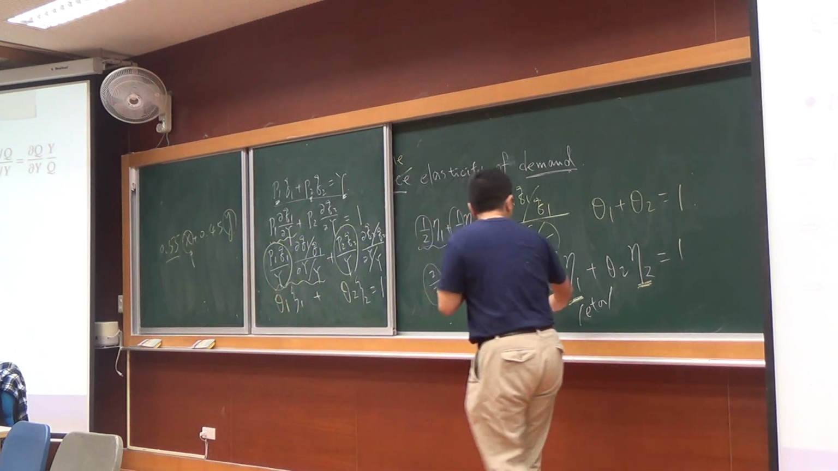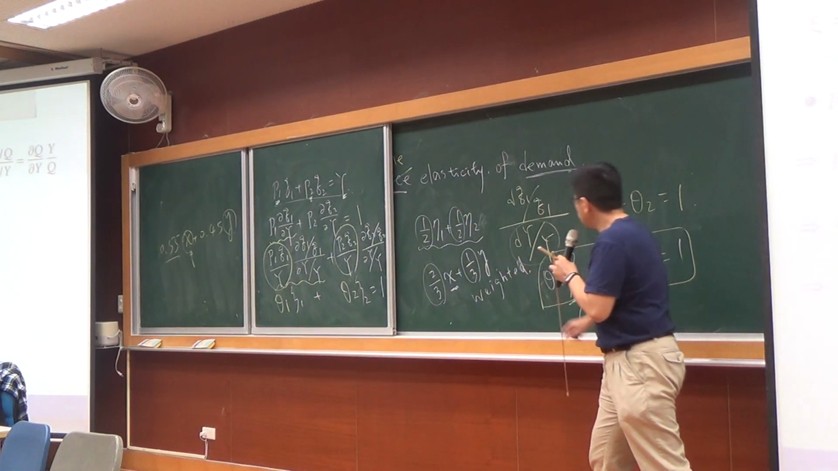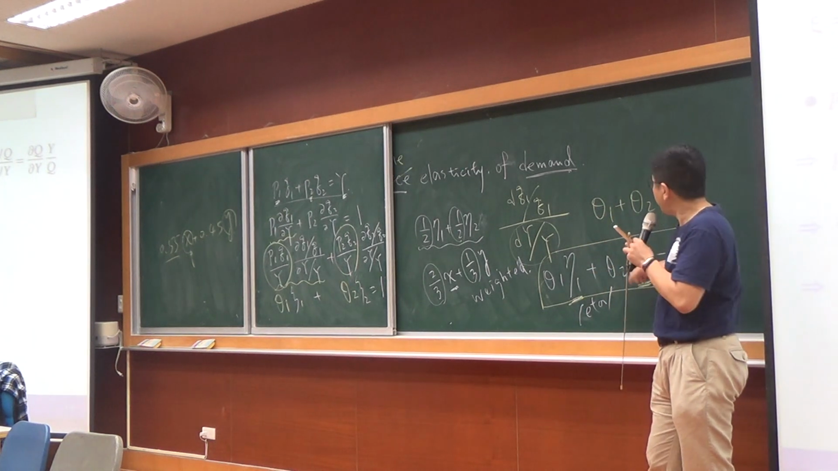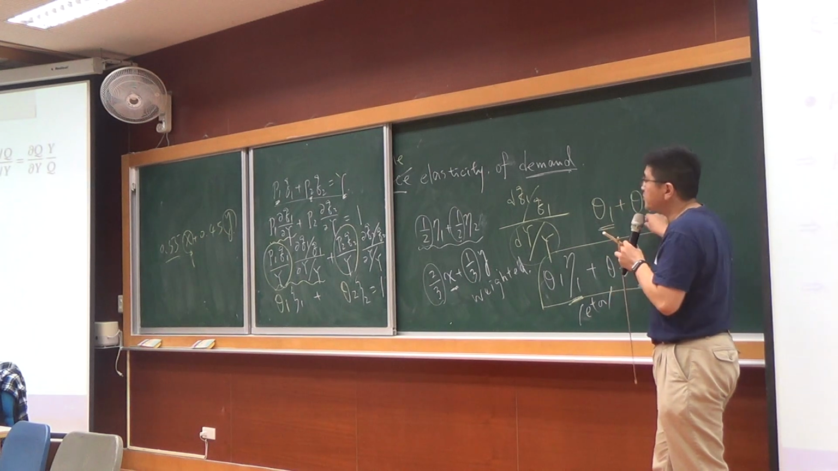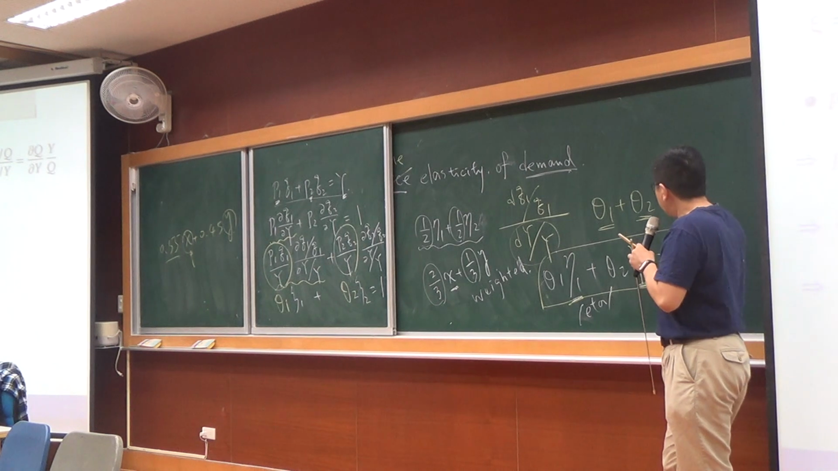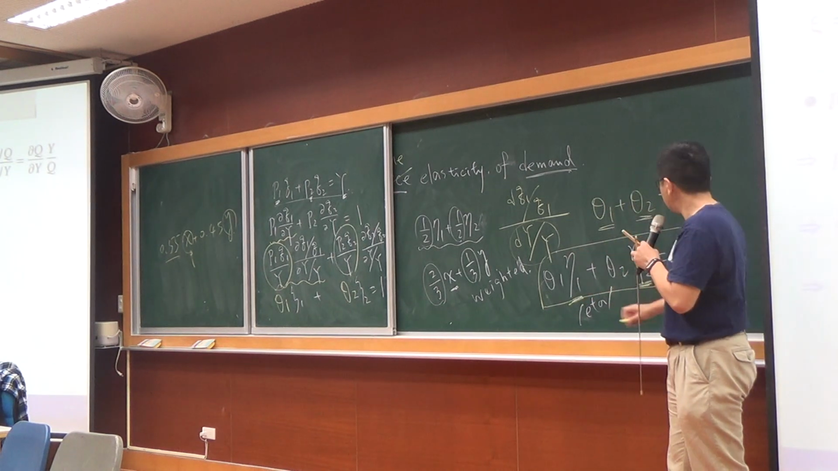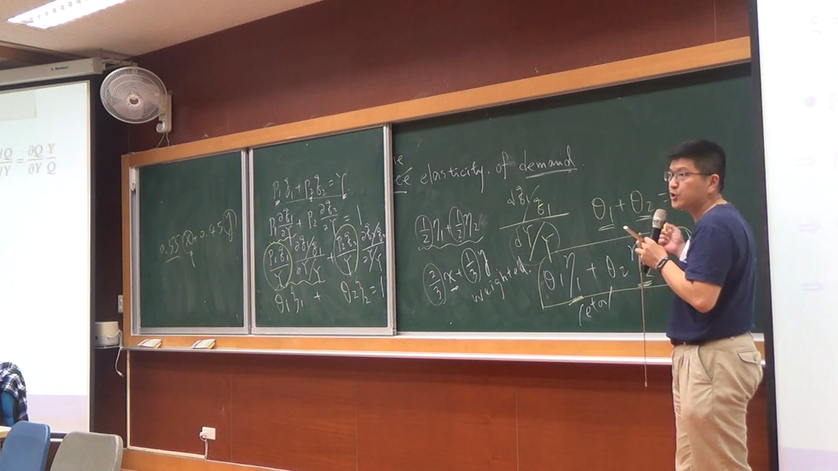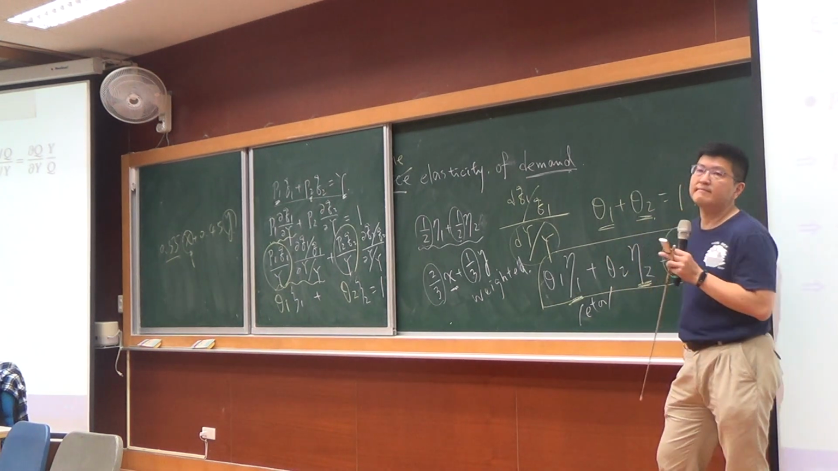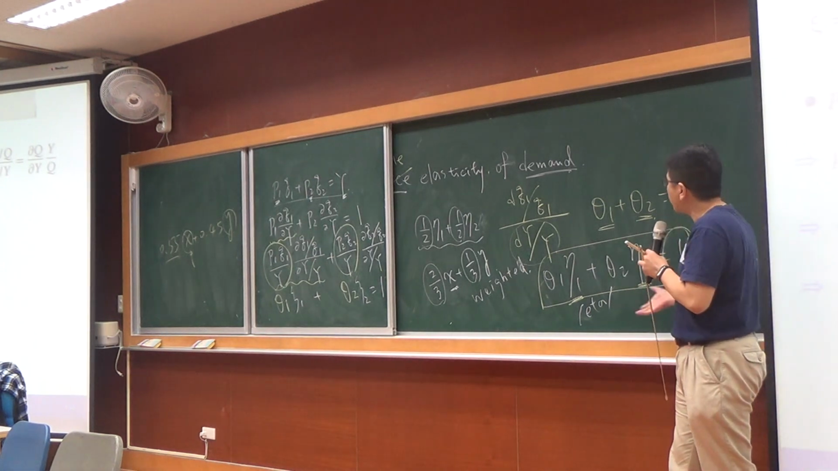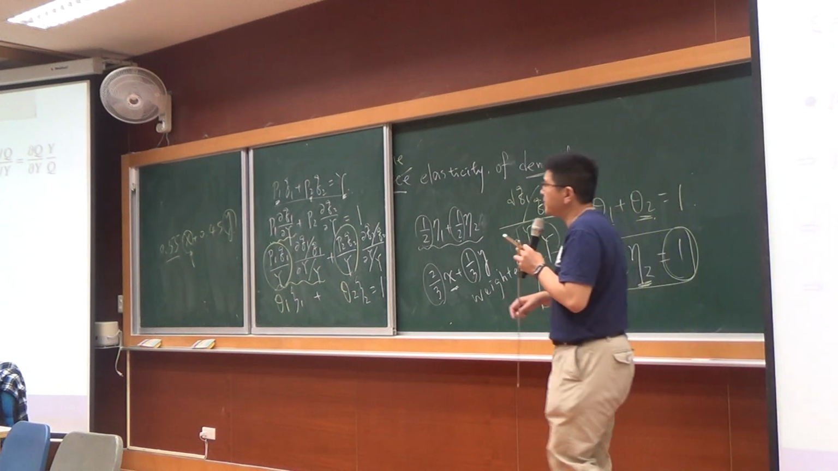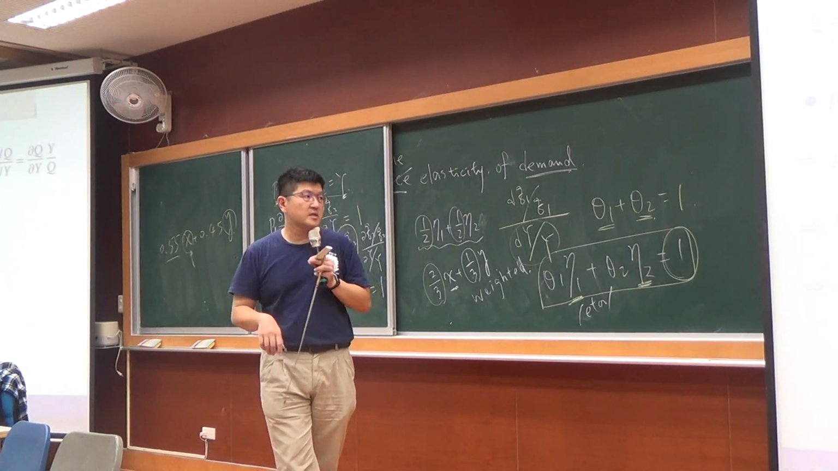So this formula is actually a weighted average of your income elasticity. And the weights must sum to 1. Is that clear? And this formula is actually a very interesting one because we require the weighted average to be 1. It's a quite special requirement.